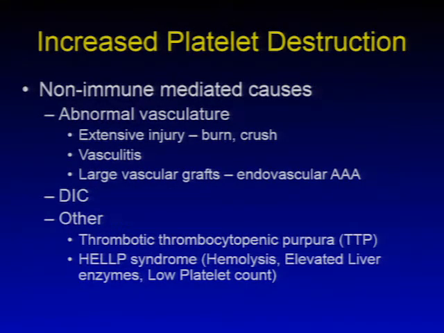Some of the non-immune mediated causes, abnormal vasculature. If you work in a burn or trauma area, you're going to see injury from crush or burn most likely result in thrombocytopenia. Again, in my hospital, we have a lot of vascular patients, and endovascular AAAs are commonly done. Those large grafts can lead to platelet destruction and thrombocytopenia. DIC again, and then thrombotic thrombocytopenic purpura, or TTP, can lead to thrombocytopenia, as well as the classic HELLP syndrome of pregnancy. We've all learned about hemolysis, elevated liver enzymes, and of course the low platelet count right there in the name.